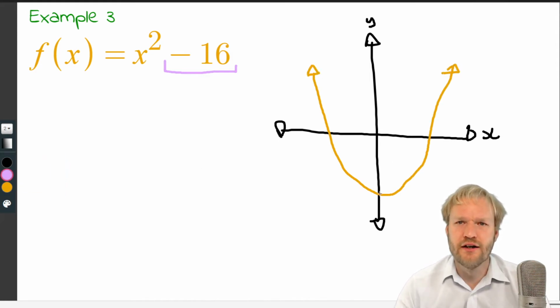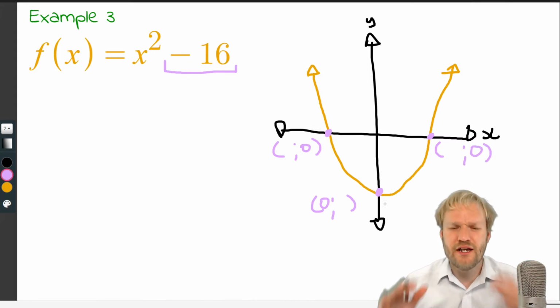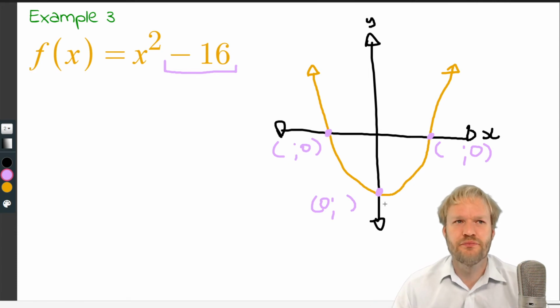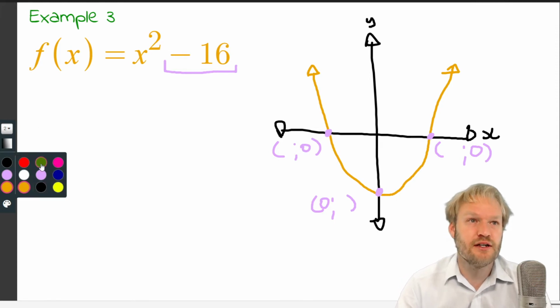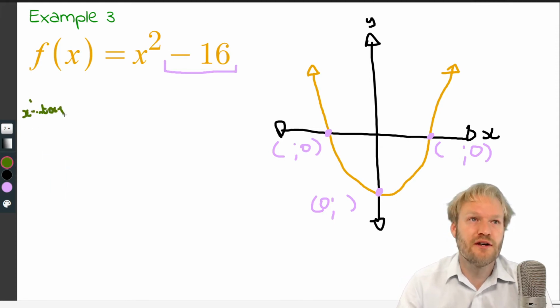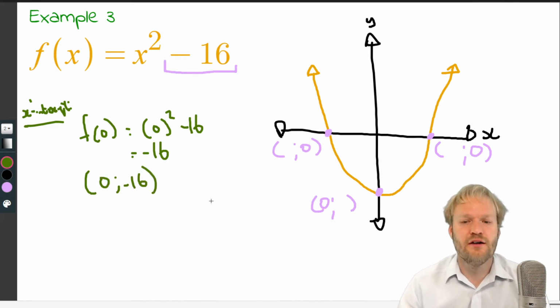So what's useful here is that we know that there's going to be this y-intercept. We know that x is 0. We know that there are two x-intercepts where the y value is 0. So we already have quite a sense of what our graph's going to look like. Now I'm going to go the long-winded way here. To find our y-intercept, we go f of 0, because we know x is 0, equals 0 squared minus 16 equals minus 16. So 0, minus 16 is a point in our function.